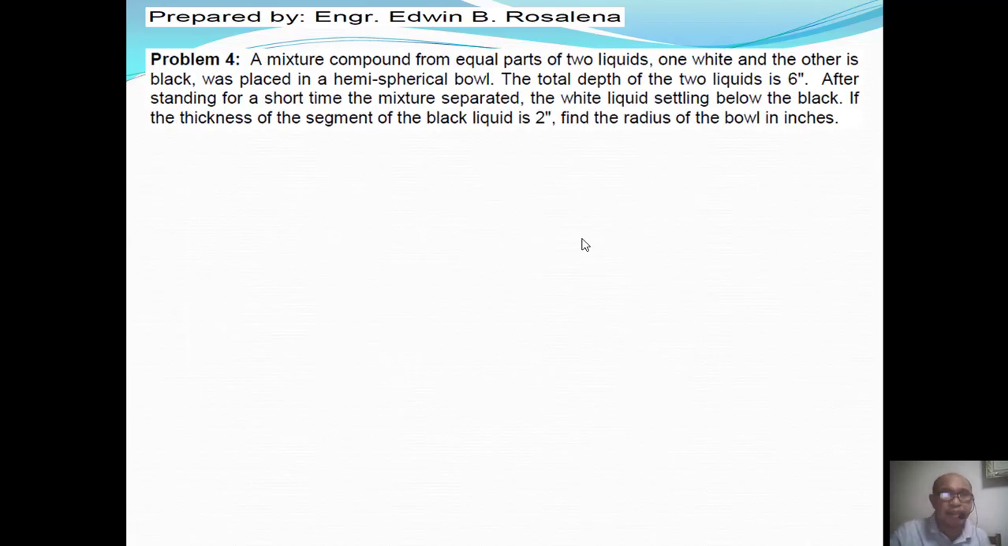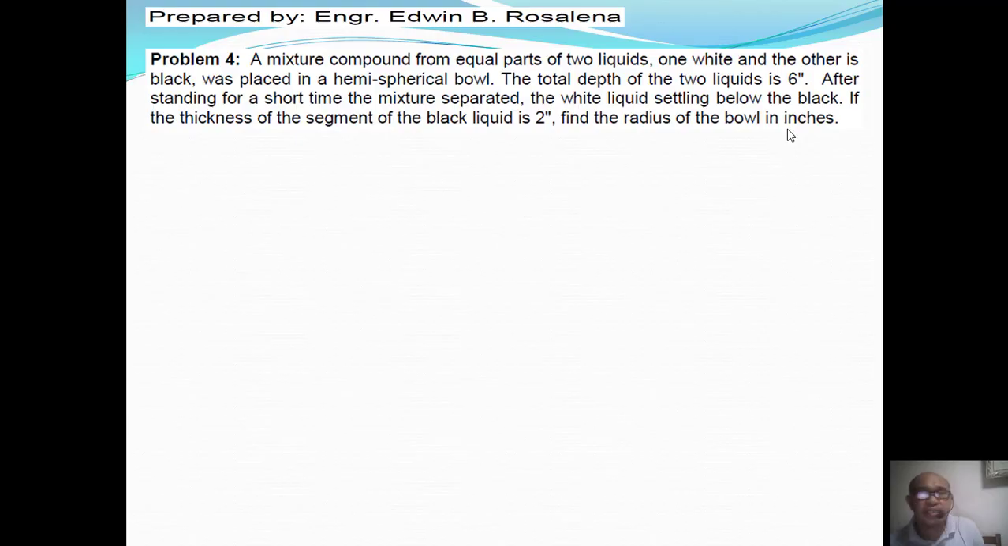There is one more about the spherical segment with one base. We have here a mixture compound from equal parts of two liquids, one white and the other black, was placed in a hemispherical bowl. The total depth of the two liquids is 6 inches. After standing for a short time, the mixture separated, the white liquid settling below the black. If the thickness of the segment of the black liquid is 2 inches, find the radius of the bowl in inches.